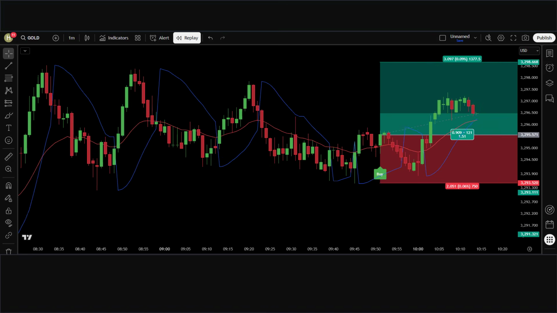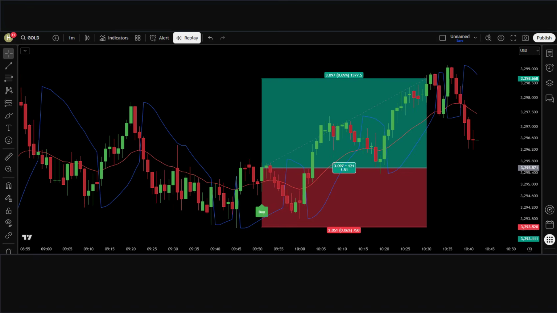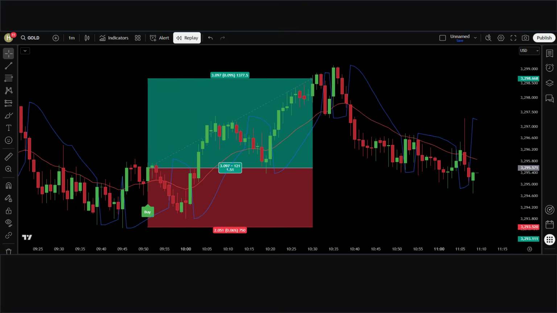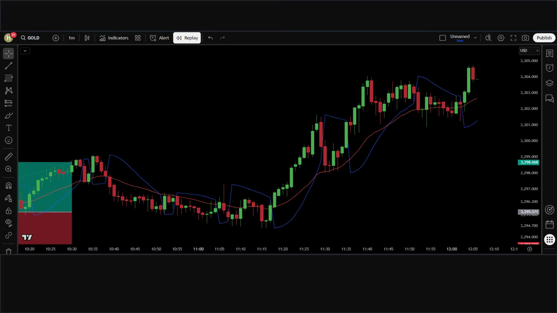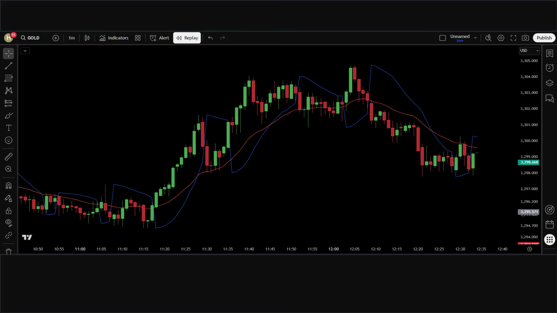I'll walk you through the settings, how to read the buy, sell signals, and how to use this indicator on different time frames for maximum profit potential.